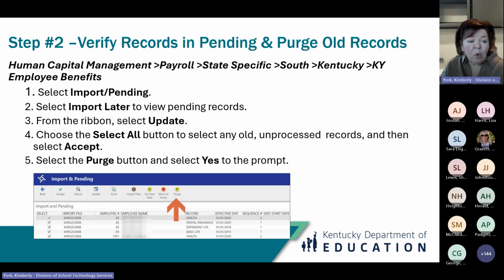So this is your pathway to the Kentucky Employee Benefits. You'll select the Import Pending option, select Import Later. So this will take you directly to your pending records if you choose Import Later. You'll choose the Select All button, from the ribbon, you'll select Update. Then you'll choose the Select All button to select any old unprocessed records and then select Accept, at which point you'll select the Purge button and select Yes to the prompt.